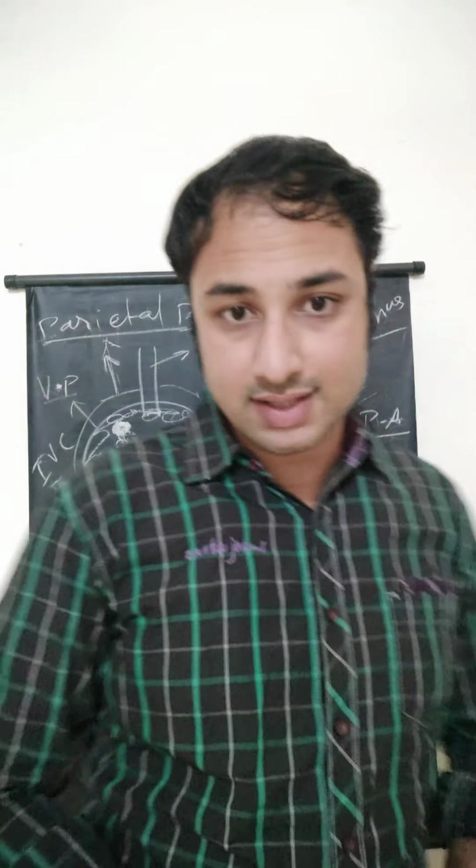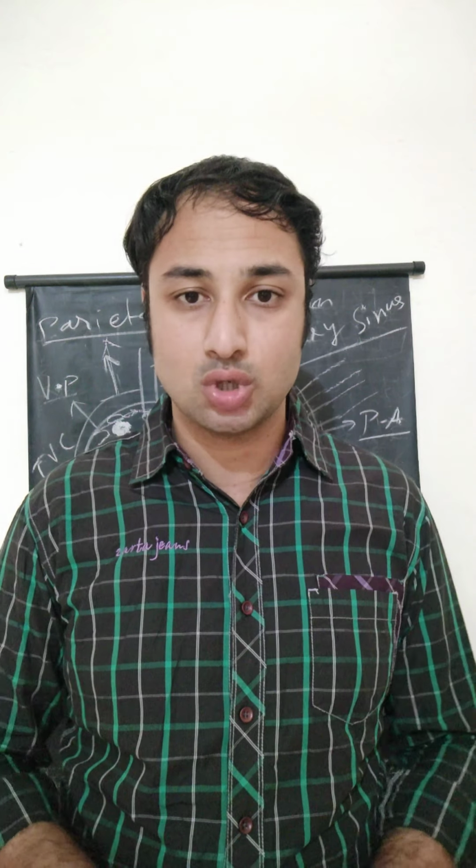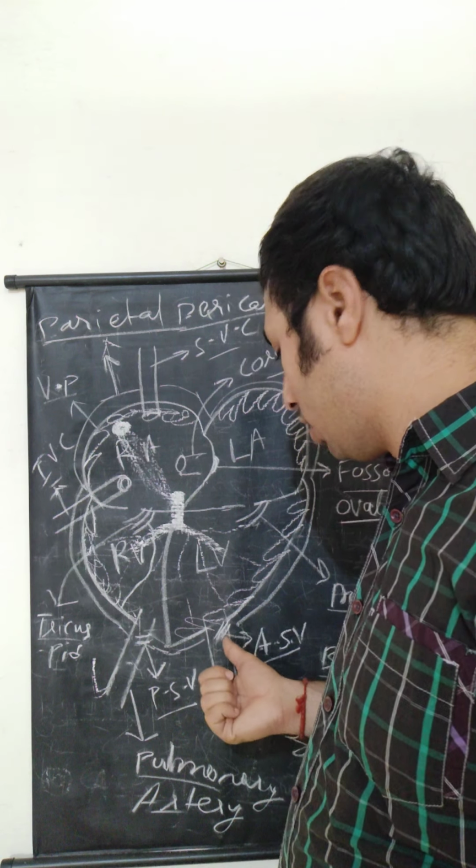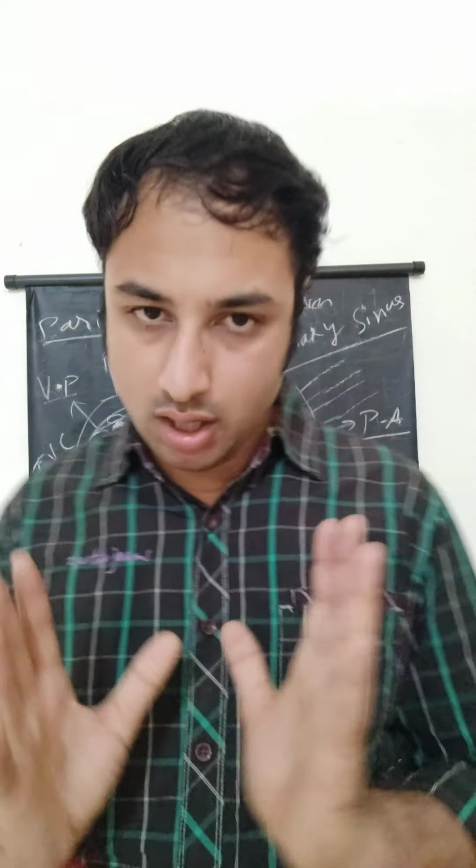So if in the NEET exam they ask you the question in joint diastole, which valves are closed, which valves are open, you have to write that at the time of joint diastole, when all the four chambers of the heart are in a relaxed state, at that time both bicuspid and tricuspid valves are open, and the pulmonary semilunar valve and aortic semilunar valve are closed.